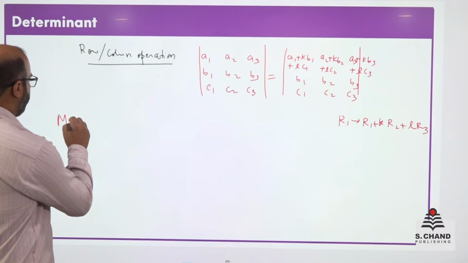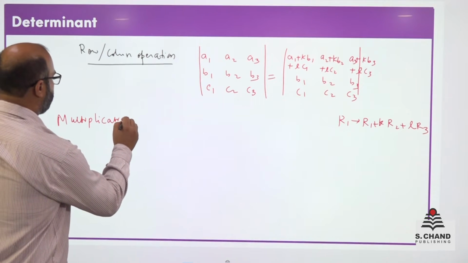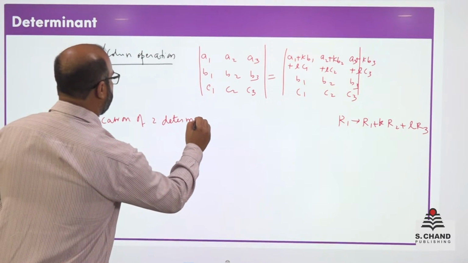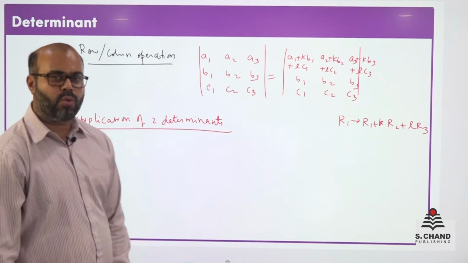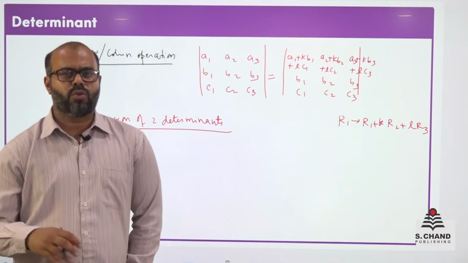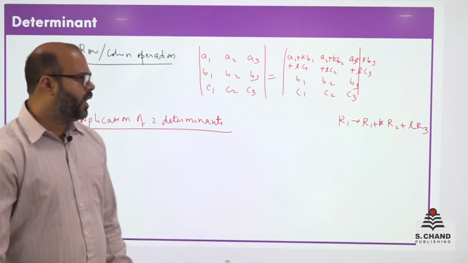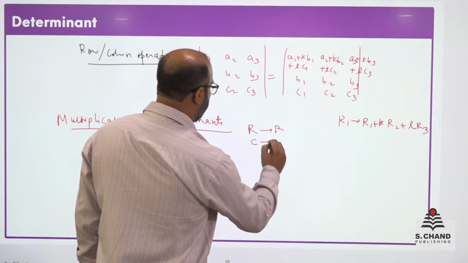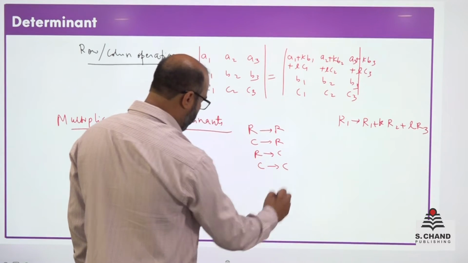Multiplication of two determinants. Two determinants can be multiplied row to row, row to column, column to row, or column to column. But generally we multiply row to column to maintain a symmetry everywhere. But it can be row to row, column to row, row to column, column to column.